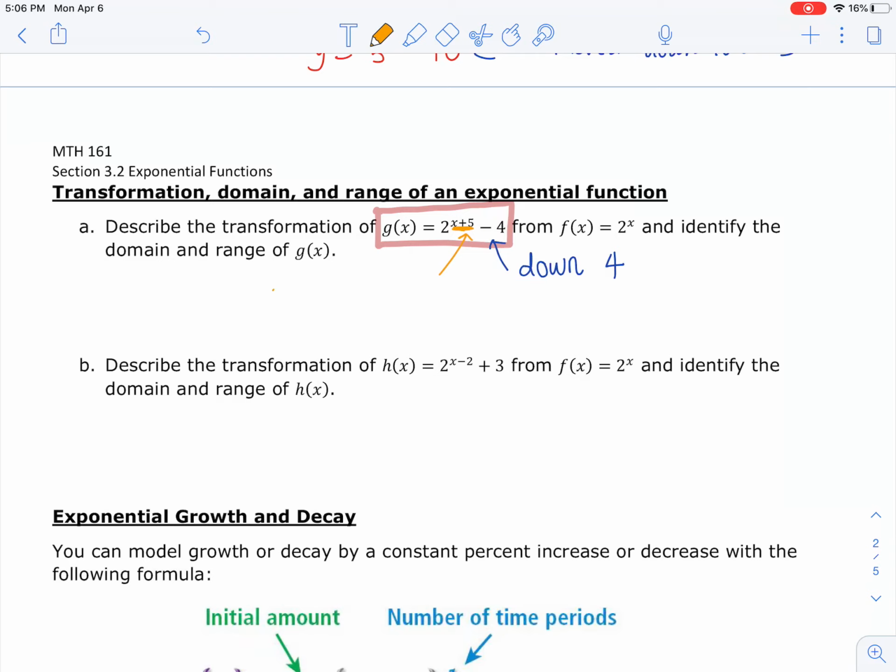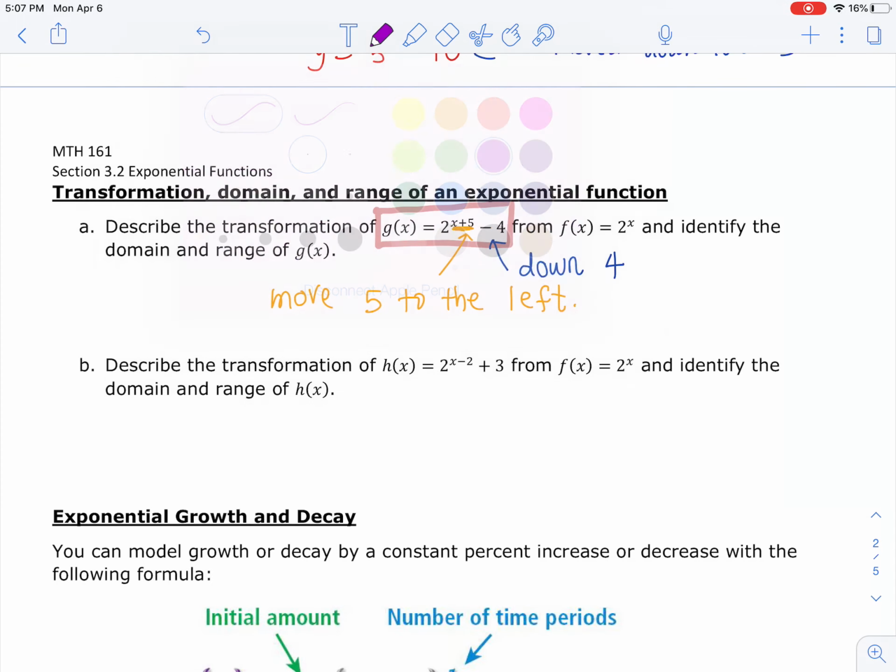But if you take a look, we have plus 5. We have that 5 getting added to x in the power. So that will move 5 to which side? Left.